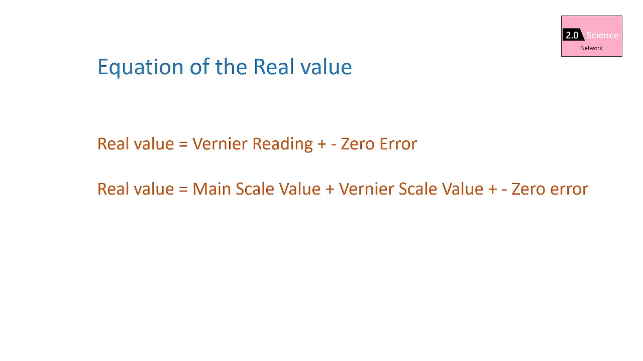This is the equation of the real measurement. Real value equals Vernier reading plus or minus zero error. If the error is negative, add the error. If the error is positive, subtract the error. Vernier reading equals main scale value plus Vernier scale value. Then the real value equals main scale value plus Vernier scale value plus zero error.